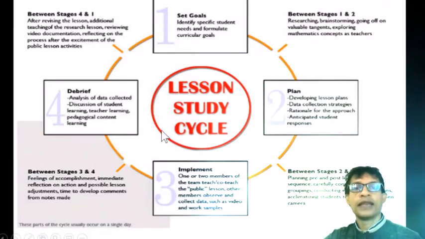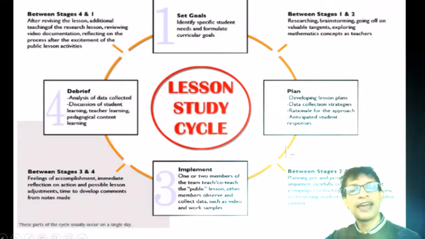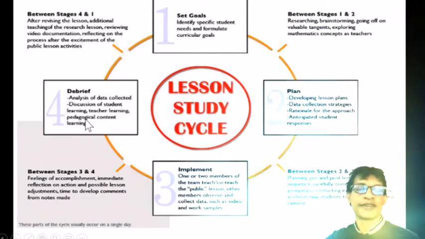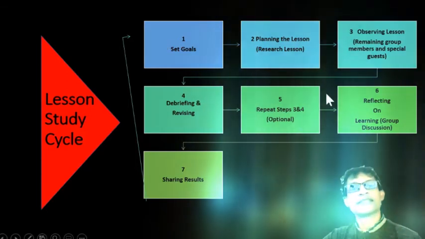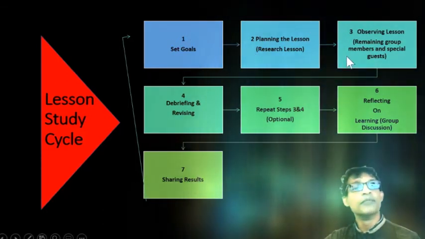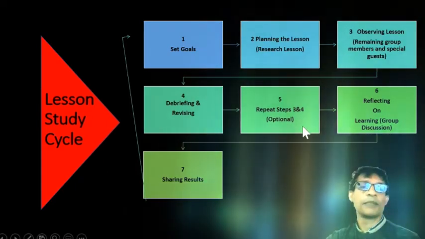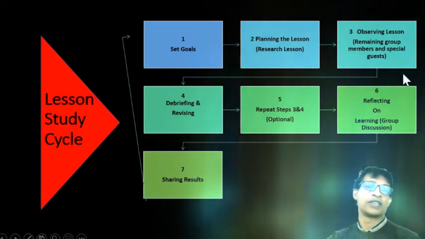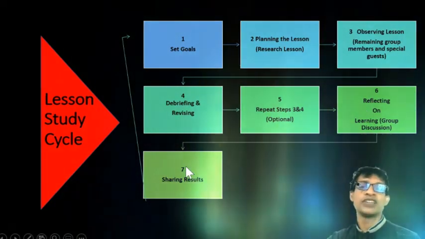And the lesson study cycle. So this cycle has set goals, plan, implement, and then integrate. Now this has 7 steps here. So set goals, then planning the lesson, then observing the lesson. Number 4, debriefing, revising, and then repeat steps 3 and 4, but it is optional. And then number 6 is reflecting and then sharing the results.